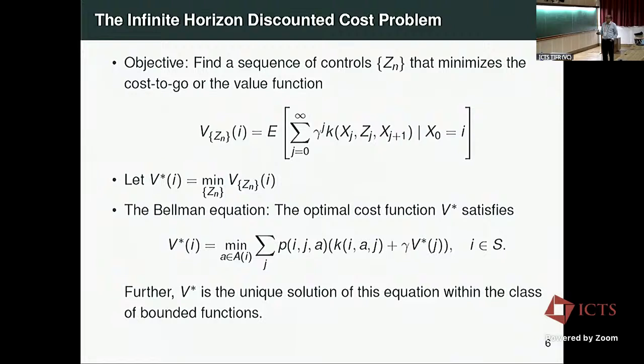a defining equation that we refer to as the Bellman equation. What it says is that the optimal cost function satisfies this equation. If you put in V star of I, it is the optimal value of state I. So the optimal value of state I is the minimum over all possible actions of the sum of the expected single-stage cost plus the discount factor times the value of the next state. That's essentially what the Bellman equation says. But what is also important is that this quantity V star is the unique solution to this equation within the class of bounded functions.